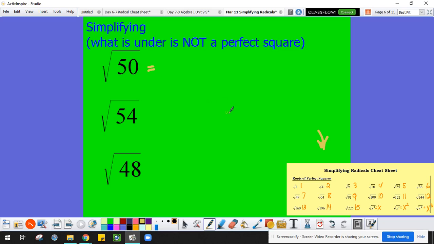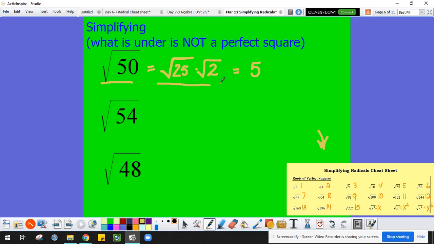So I know 50 is 25 times 2. So I'm looking in my radical cheat sheet, and 25 is a perfect square. So I'm going to call this the square root of 25 times the square root of 2. 25 times 2 is 50, so this expression is equivalent to this expression. But what I've done now is I've given myself the square root of 25, which I know. 5 times 5 is 25, so that part has an answer of 5.